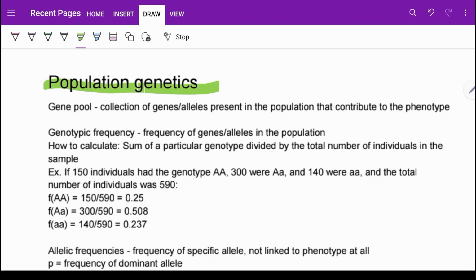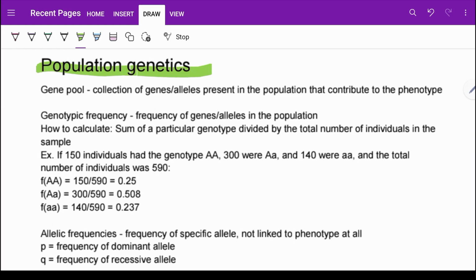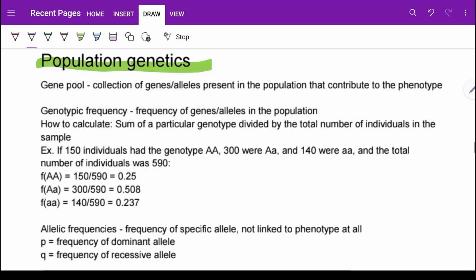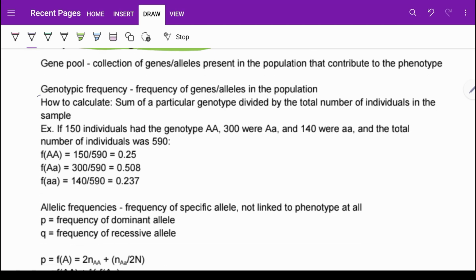So, population genetics. We have a gene pool, and that is the collection of genes or alleles present in the population that contribute to the phenotype. So this is basically all the genes and alleles that can make up the phenotype in a location or a population. That contributes to different gene pools, meaning that in different locations, the same species can have a different phenotype. It's shown in the insane variation of human phenotypes. In different regions of the world, humans have a very different phenotype, and that's because of different gene pools.